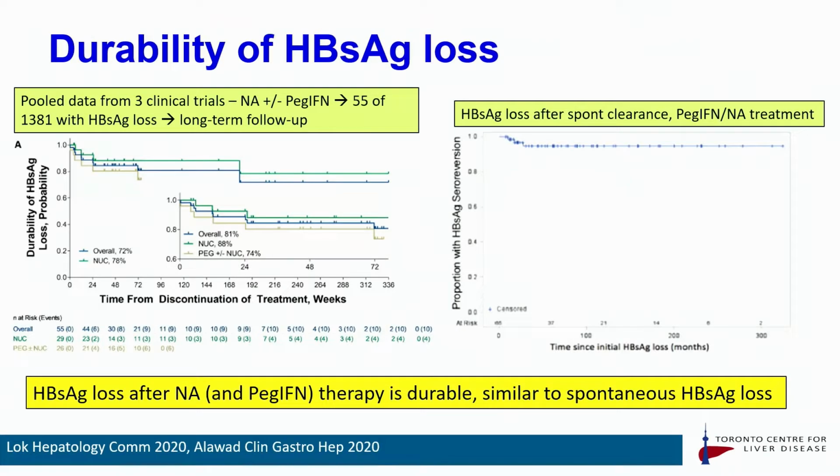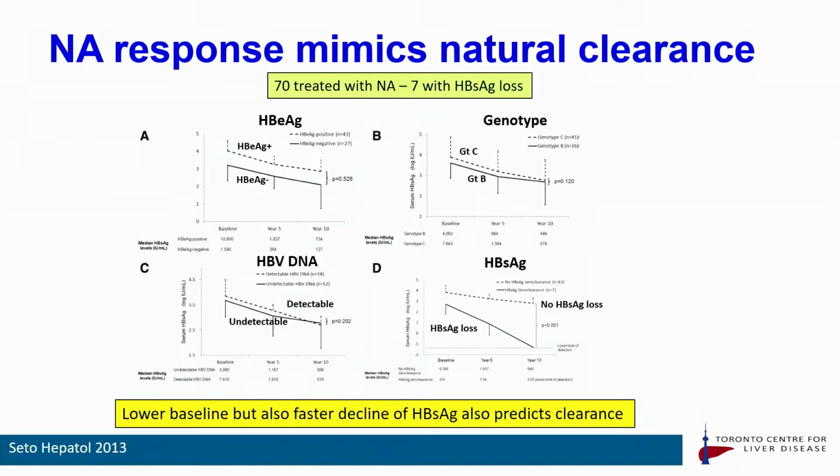So that's similar. You see if they get loss with a nuke or you get loss with natural clearance, it's durable in similar proportions. So you can see that the probability of staying S loss, S negative, with either interferon or a nuke on the left, or with interferon, spontaneous clearance, or a nuke is very similar in either case. And finally, what it looks like is that it is the level of surface antigen which sort of drives this.